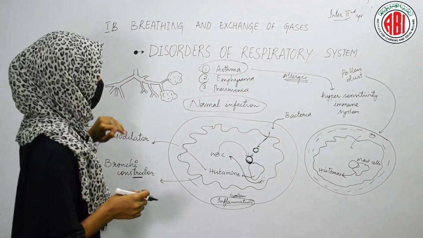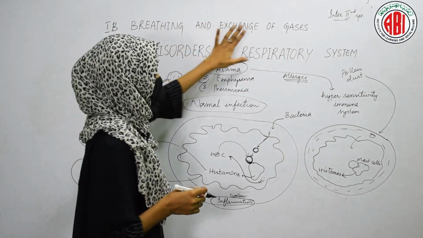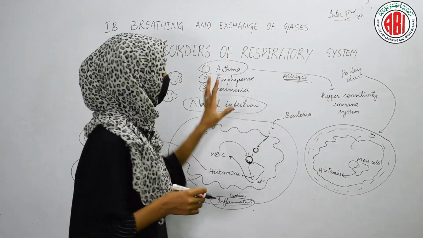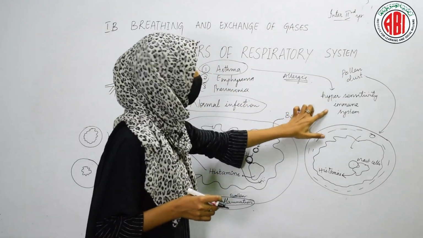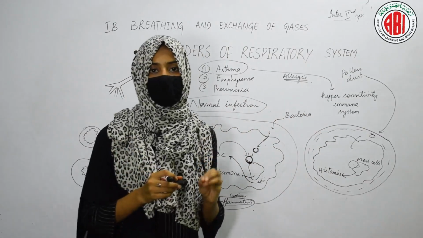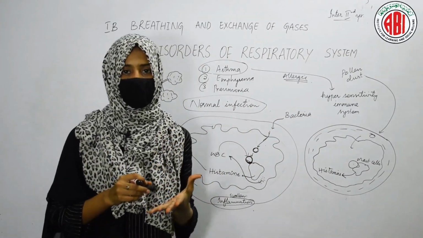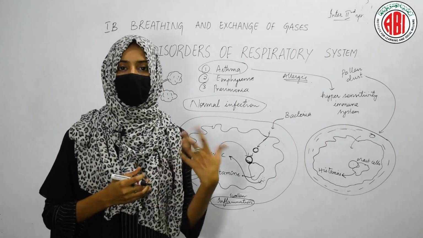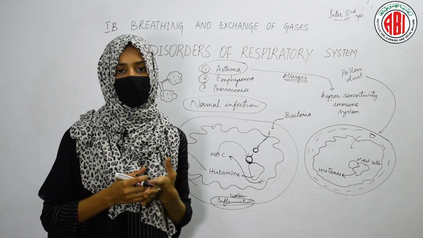Let us recall this asthma. So asthma is a respiratory disorder. It is an allergy and it is due to the hypersensitive immune system. If any person's immune system is hypersensitive, it is sensing small things that are going into our body which are not at all harmful for us.